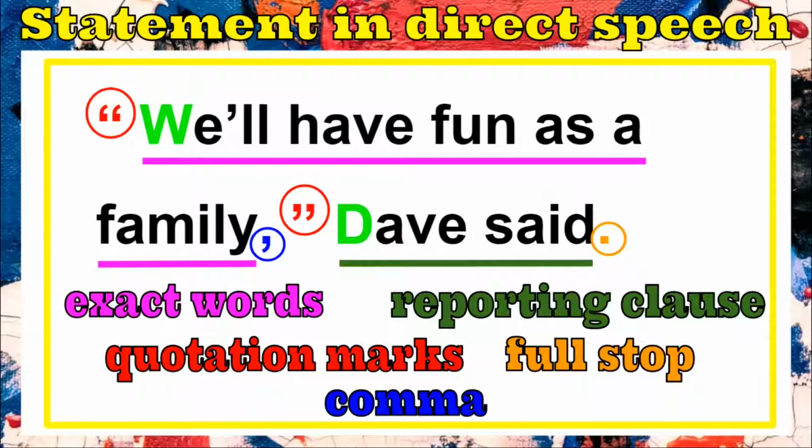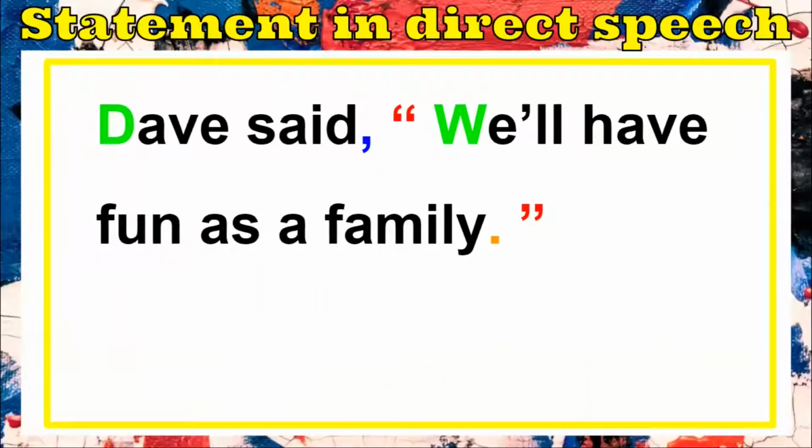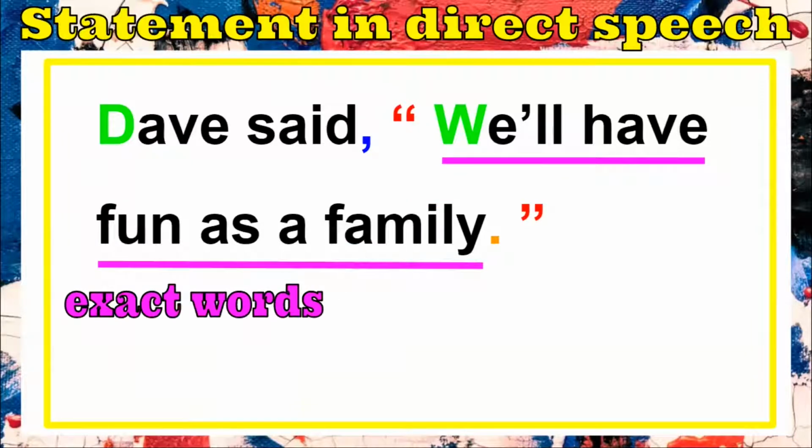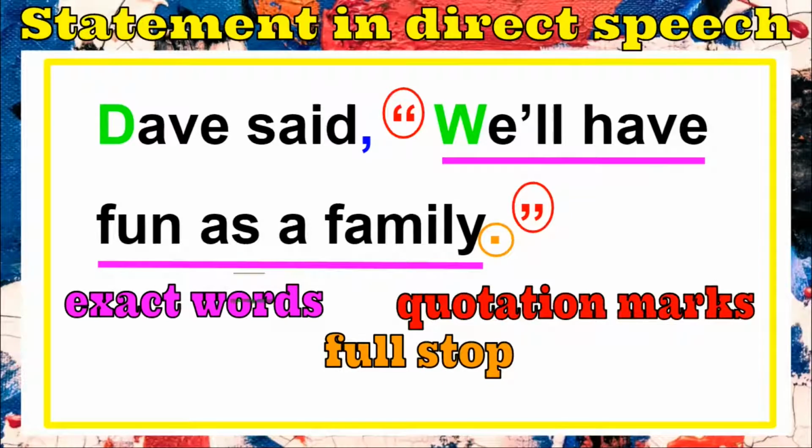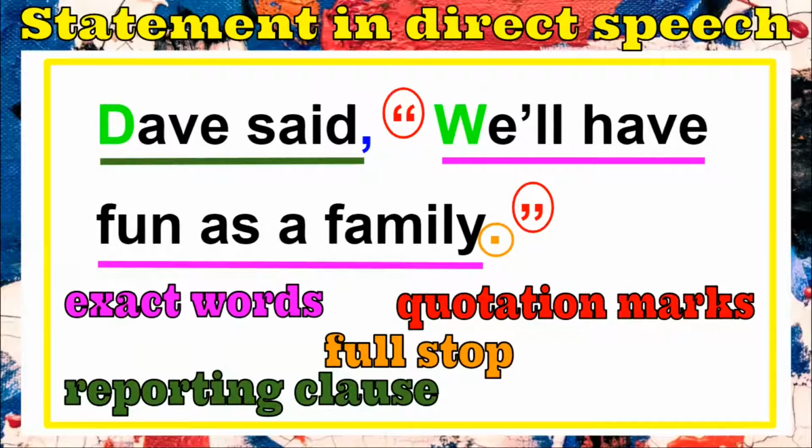This direct speech can be written in another way. Dave said, "We'll have fun as a family." The exact words of the speaker are, "We'll have fun as a family." It begins with a capital letter and it ends with a full stop. It is a statement. The exact words are enclosed in quotation marks. The reporting clause is Dave said. It begins with a capital letter and it ends with a comma. The reporting clause is written at the beginning of the direct speech.